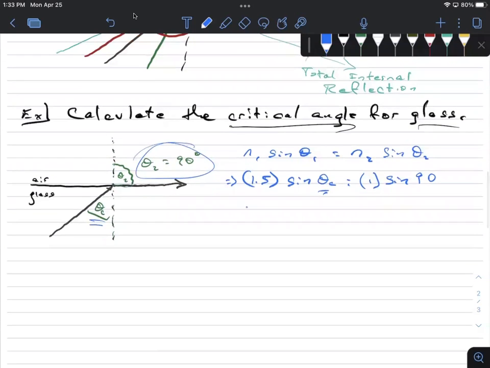So let's solve for it. Theta c is inverse sine, just as before, of 1 over 1.5 times sine of 90. And so I can plug this in my calculator. And when you do, you get an answer of 41.8 degrees.